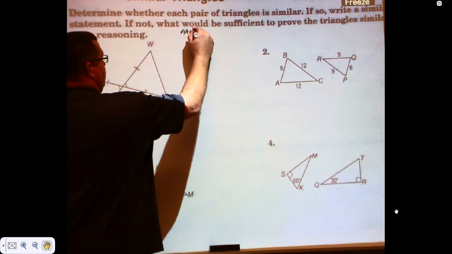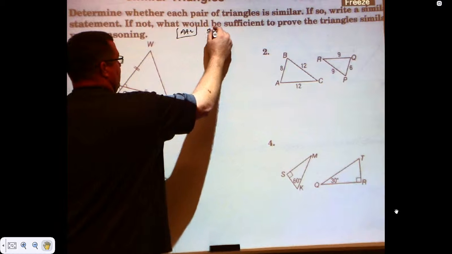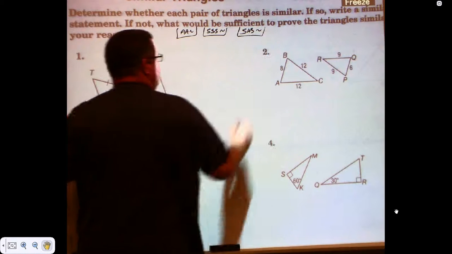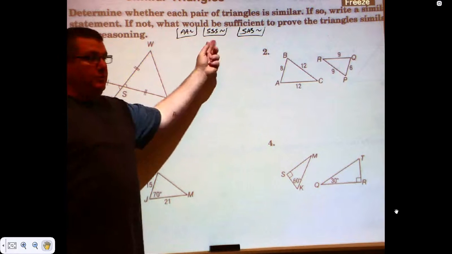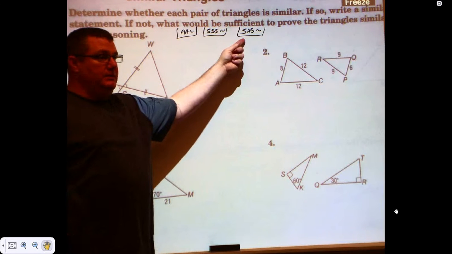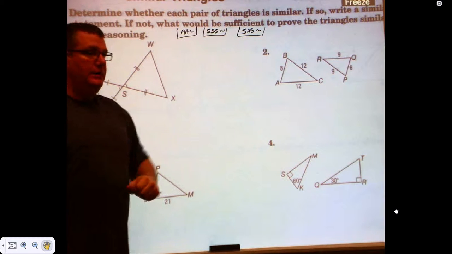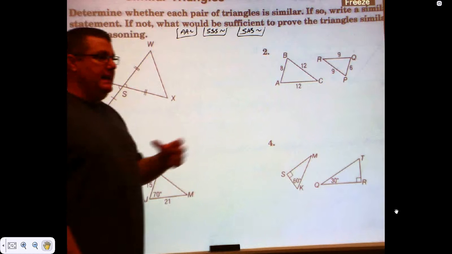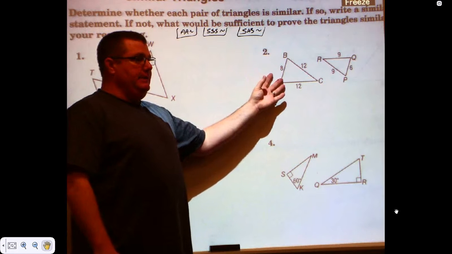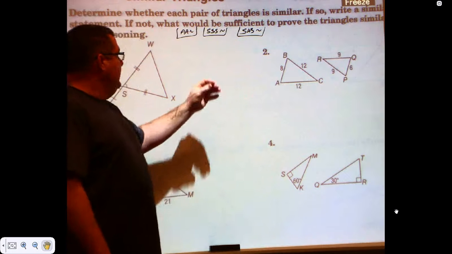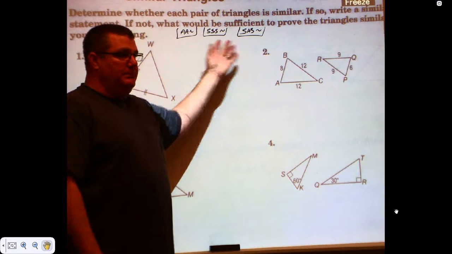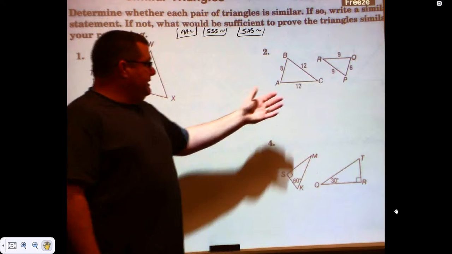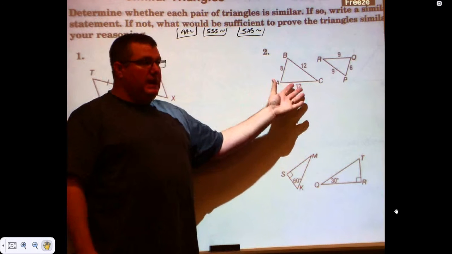Our options are angle, similarity; side, similarity; or side, angle, side, similarity. So when talking, we need to talk about either three sets of proportional sides, two sets of proportional sides and the included angle, or just two angles congruent. What have they given to me? Anything about any of the angles? No. Anything about any of the sides? All of them or just a couple? All of them. So these are either going to be similar by side similarity or not.